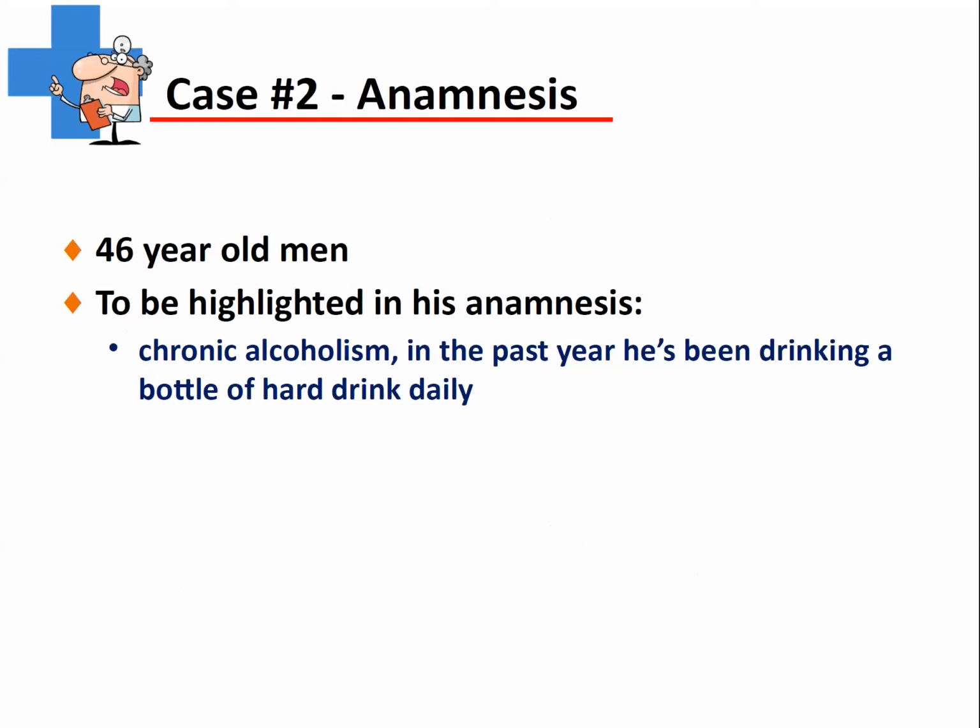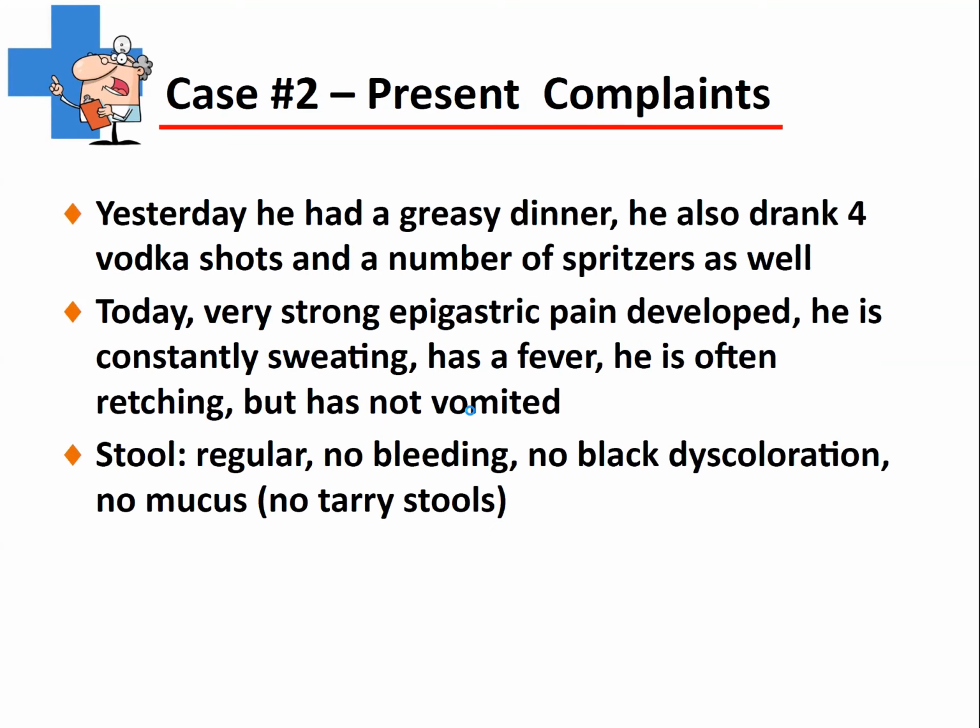Let's see a case: a 46-year-old man. Let's see the anamnesis: chronic alcoholism. Over the past year, he has been drinking a bottle of hard drink daily. And yesterday, he had a greasy dinner. He also drank 4 vodka shots and a number of spritzers as well. Today, very strong epigastric pain developed. He is constantly sweating, has fever, and is often retching, but has not vomited. Stool is regular, no bleeding, no black discoloration, and no mucus or tarry stool.